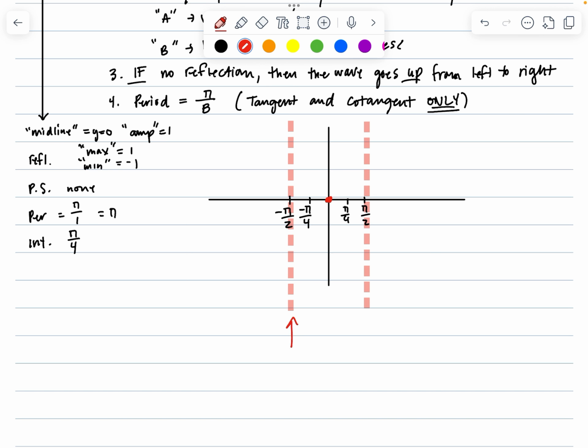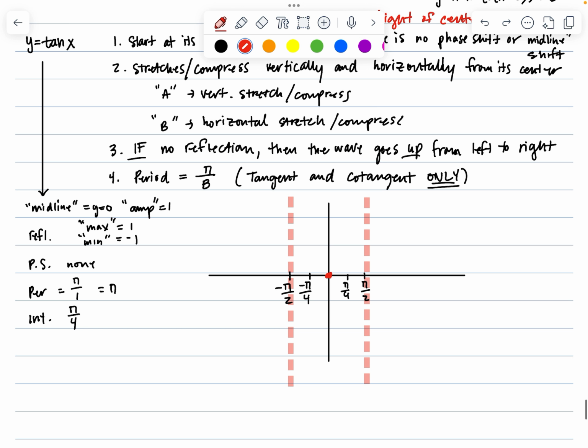And right now we have 3 critical points. We have the asymptote, which counts. We have the center, and we have the ending asymptote. We need 2 more. And this is where this is important. If there's no reflection, which this doesn't have, it goes up from left to right. So that means our graph should look something like this. But we need to actually plot points, and that's where our y-axis kicks in. We need a 1 and a -1 for our fake max and min.